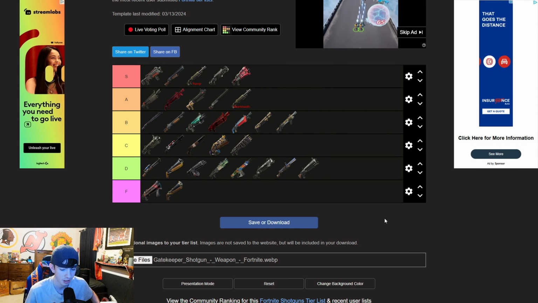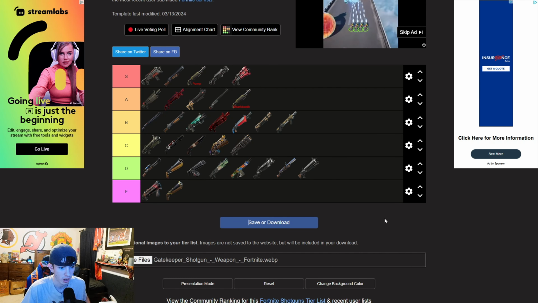And if I had something to say about all these shotguns, it would take like an hour. So there's my shotgun tier list in Fortnite. Hopefully we get some new shotguns next season. It is quite literally tomorrow.